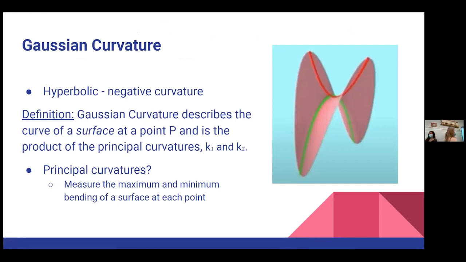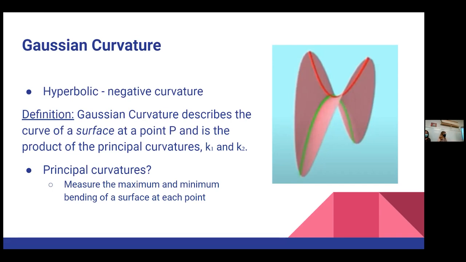So in addition to triangles having angle sums of less than 180 degrees and there being an infinite number of lines parallel to a given line, the curvature that is associated with the hyperbolic plane also makes it unique. So in hyperbolic space, every surface will have negative curvature. So Gaussian curvature specifically describes the curve of a surface at point P and is the product of the 2 principal curvatures known as k sub 1 and k sub 2, and they measure the maximum and minimum bending of a surface at a certain point.